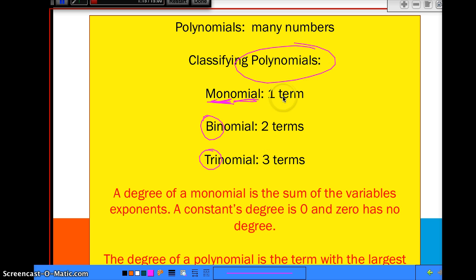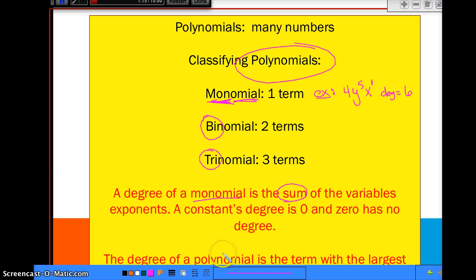A degree of a monomial is the sum of the variables' exponents. So for example, if I give you a monomial like 4y to the 5th x, the degree, I'm going to abbreviate that, is equal to the exponents' sum. So 5 plus 1 would be 6. A constant's degree is 0, and 0 has no degree. So keep that in mind as well. Like the constant of this is actually, you don't include it.